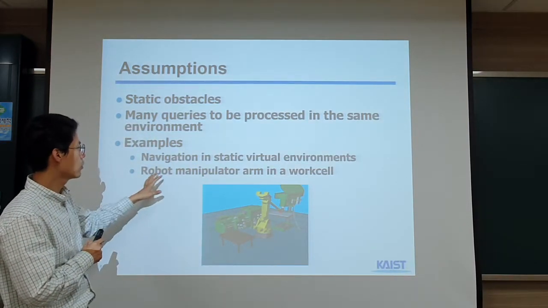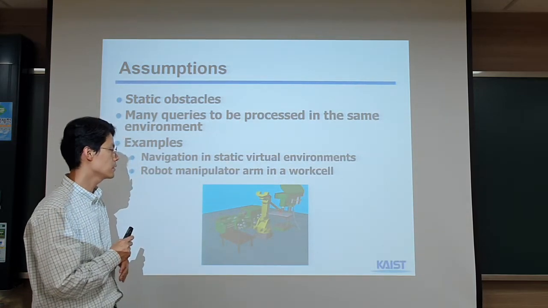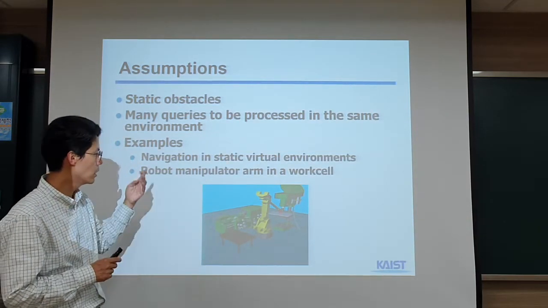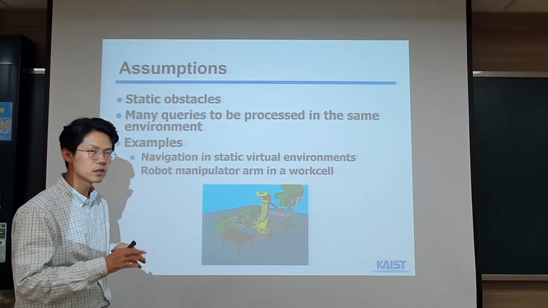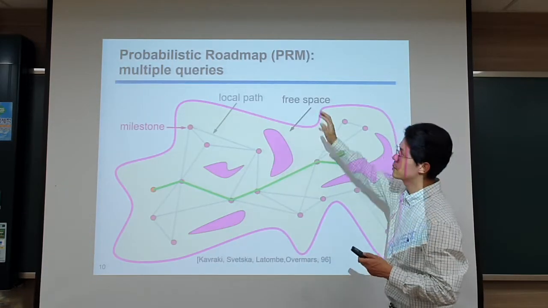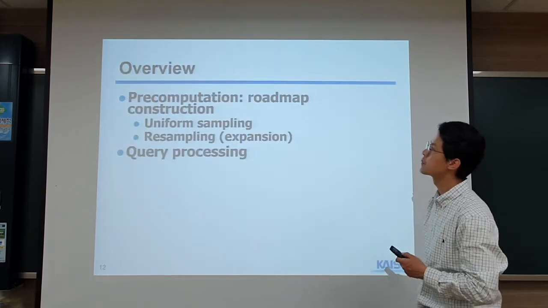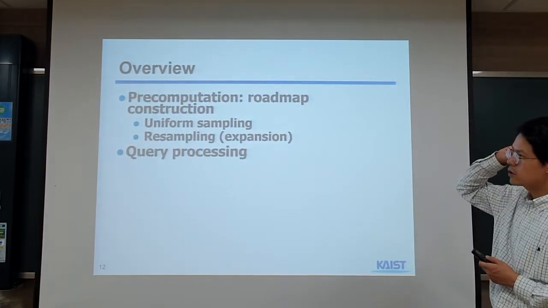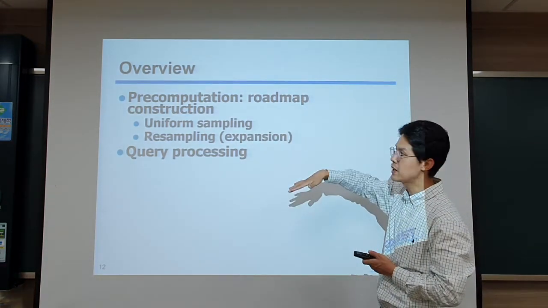Basically, we can put the robot manipulator arm in the work cell over there, right? And in that case, there are a lot of these devices, and some other working environments are also static, so that we can compute the PRM and then utilize the PRM in those cases. So in general, I talked about how we can perform the PRM.